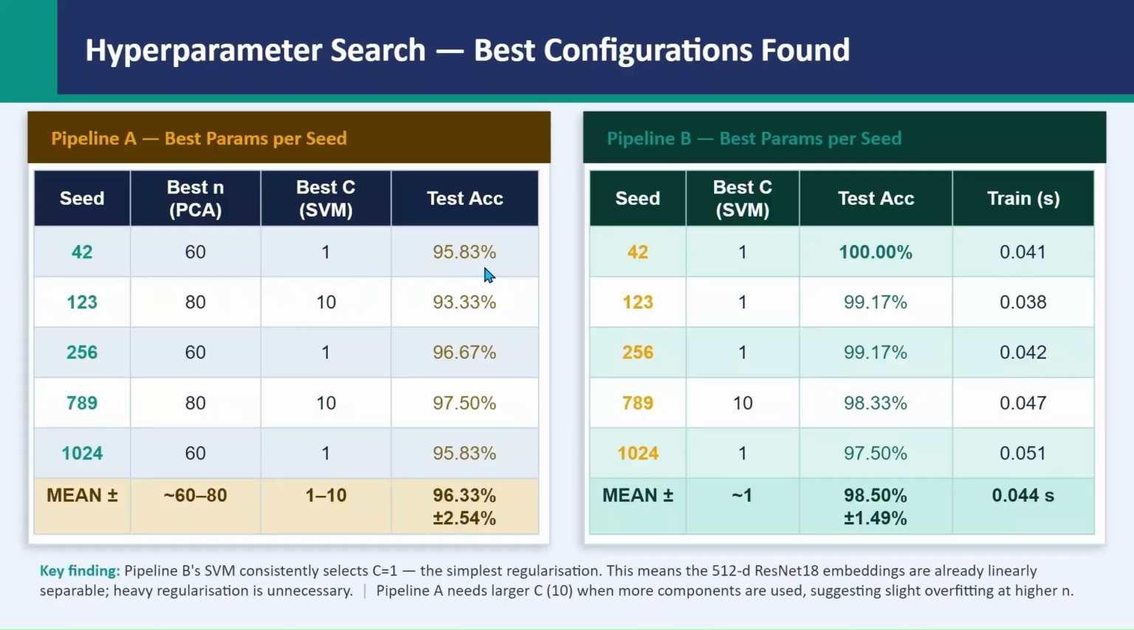Okay, let's move on to the hyperparameter search results. Pipeline A swings from 93% to 97.5%, quite sensitive to the split. Pipeline B barely moves, sitting between 97.5% to 100%. The fact that it always picks C equals 1 is actually the most interesting result. It means ResNet 18's embeddings do most of the work before the SVM even gets involved.